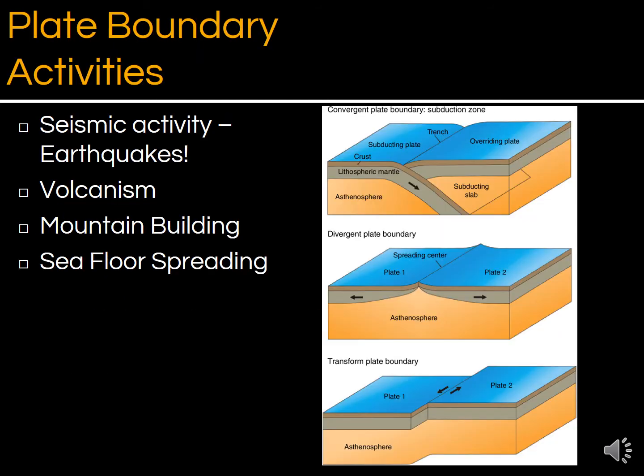We would have done this if you were inside the classroom, but I want you to actually look and see what takes place here. We have different types of plate boundaries. And what happens there, we get earthquakes, we get volcanoes, we get mountains, and we get seafloor spreading. So now we're going to learn how to identify what type of plate boundaries.